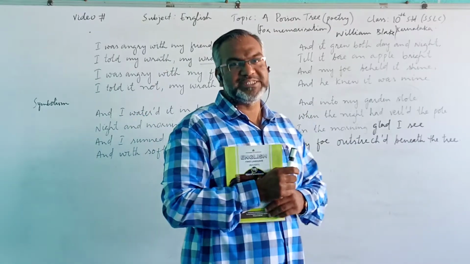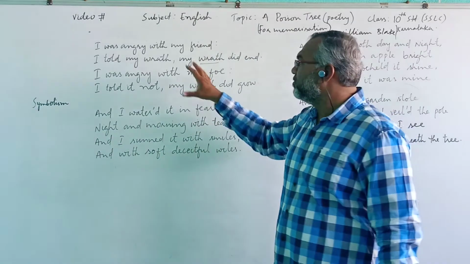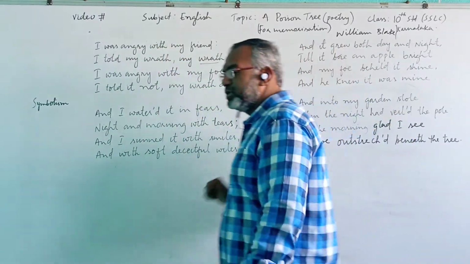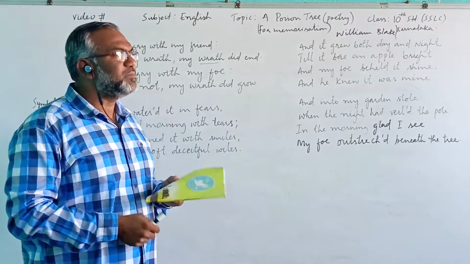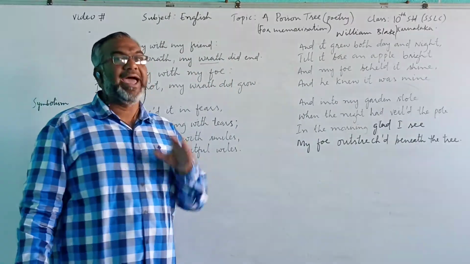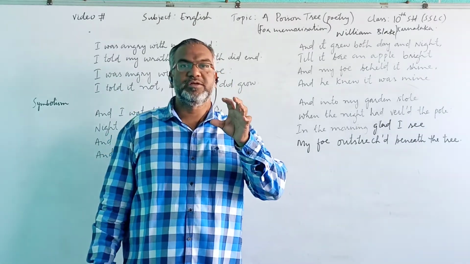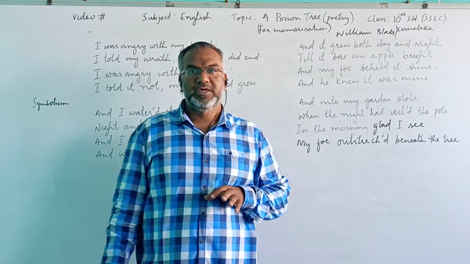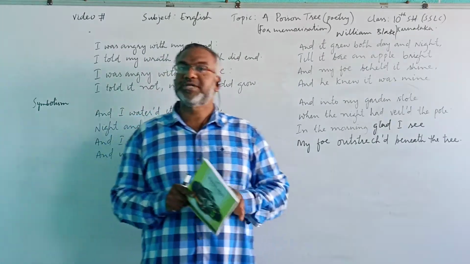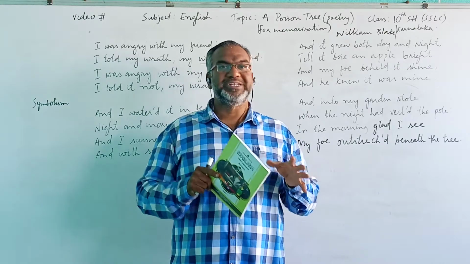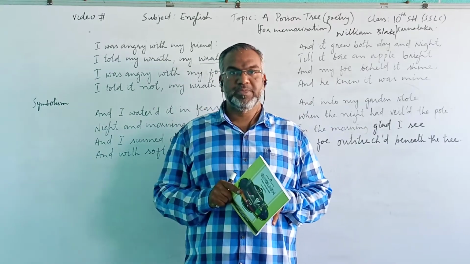There are 4 stanzas in this poem. Four stanzas are there: first, second, third, and fourth. And the poem is all about anger. How dangerous anger is. Anger can sometimes lead to destruction, killing.